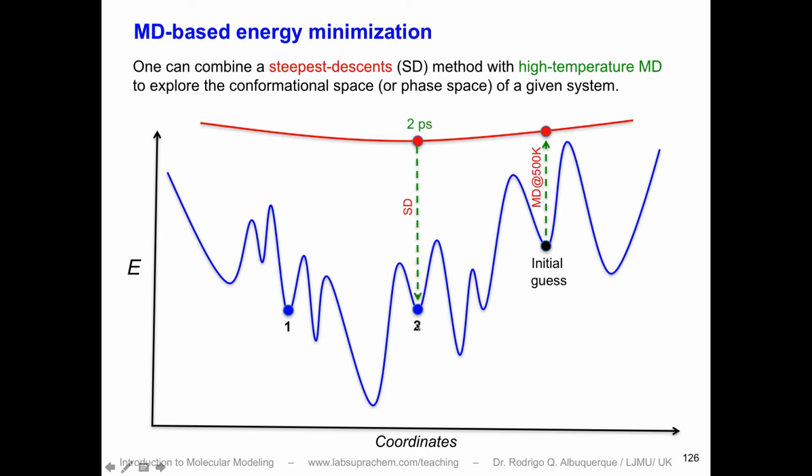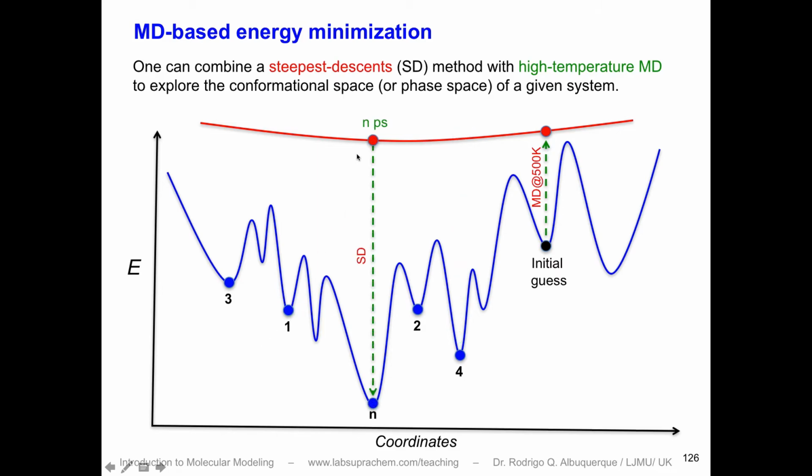And we wait a little bit more time. After 2 picoseconds, we do another minimization to produce another structure, I'm calling structure number 2. And we can repeat this. After 3 picoseconds, we can get another local minimum. And at 4 picoseconds, we have another local minimum.